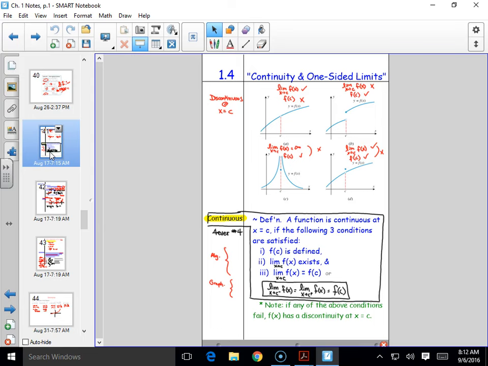Three. The point has to be there. You have to be able to plug in an x value and it works. Or on a graph, there has to be a filled-in circle for every x value to be continuous everywhere. The point has to exist. What else has to exist? The limit has to exist, and then they have to agree. And for a limit to exist, the one-sided limits have to agree.